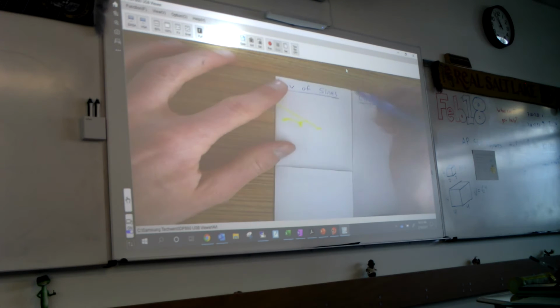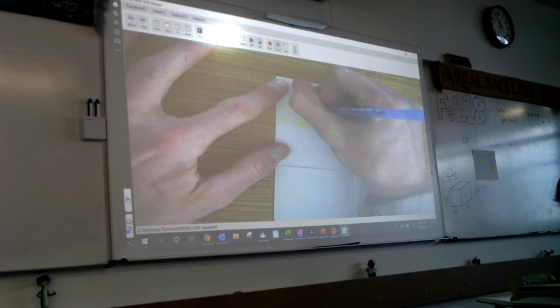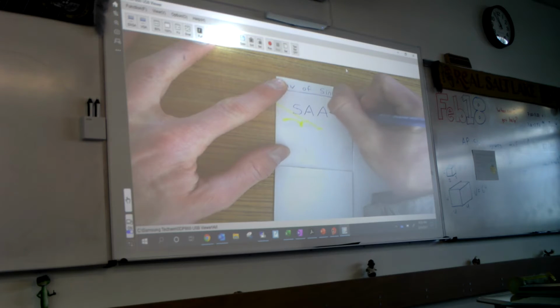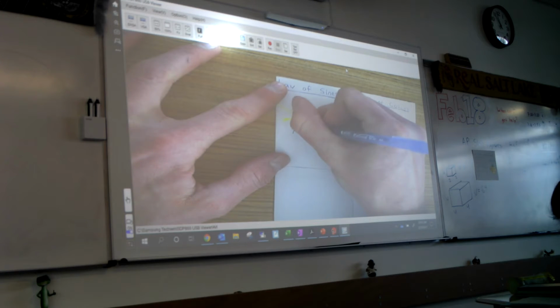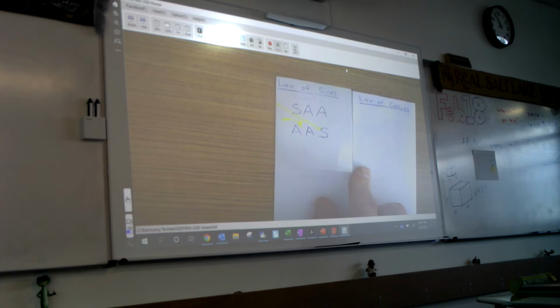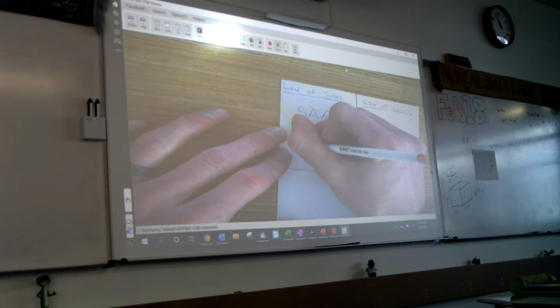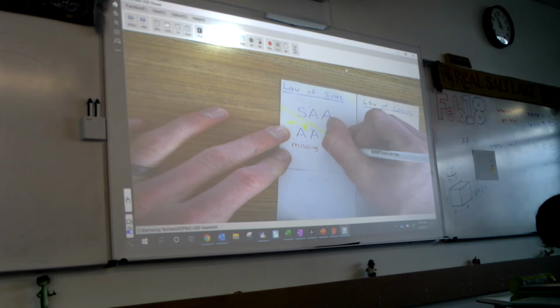So what I'm going to do is at the front here, I'm going to put in, this is a side, angle, angle, or in other words, an angle, angle, side. If you have this combination, we're going to use the law of sines to solve for a missing side. So I'm going to put a little note here. If I see that, then I can use the law of sines to write in a missing side.